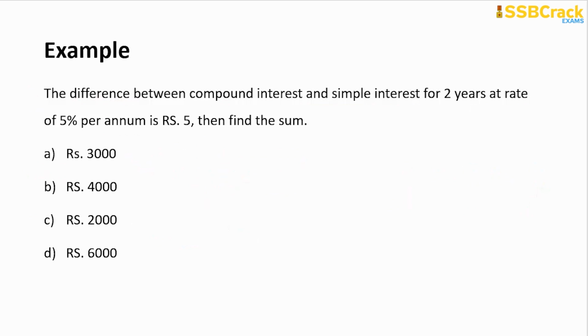The difference between compound interest and simple interest for 2 years at the rate of 5% per annum is rupees 5. So they have already given you the difference D, which is rupees 5, which is the difference between SI and CI, but the time period you have to note here is 2 years.